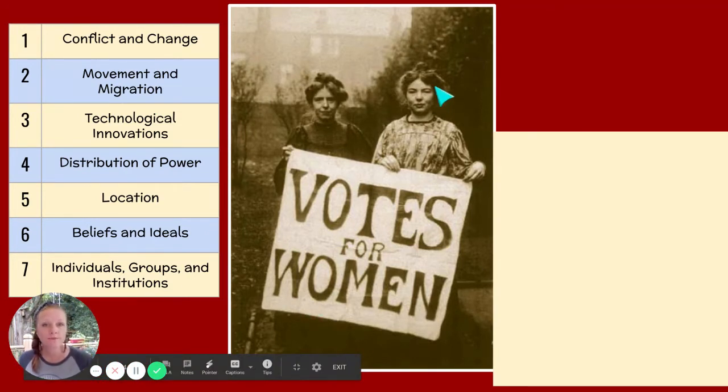So when you look at the picture, you might want to ask yourself, all right, does this go along with conflict and change, movement and migration, technological innovations, distribution of power, location, beliefs and ideals, individuals, groups, and institutions? Once you've made your decision, you're going to hold up the number of fingers that go along with the theme on your screen. So if you think that it's distribution of power, you're going to hold up 4 fingers. If you think that it's conflict and change, you'll hold up 1. If you need to use 2 hands because you chose 6 or 7, that's great too. This gives your teacher an idea of what you're thinking.